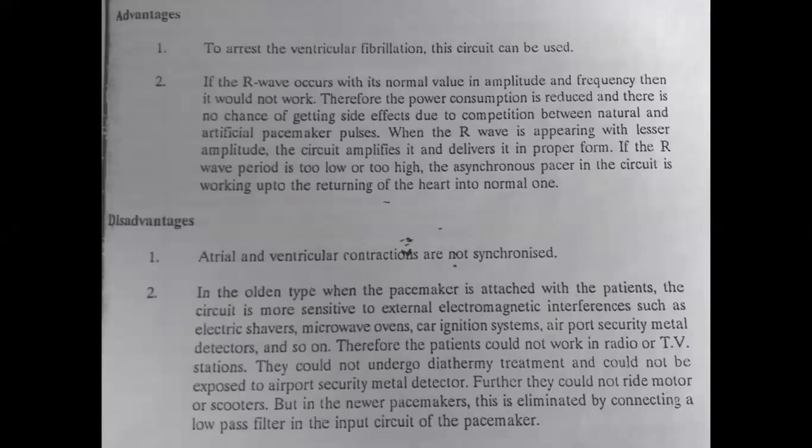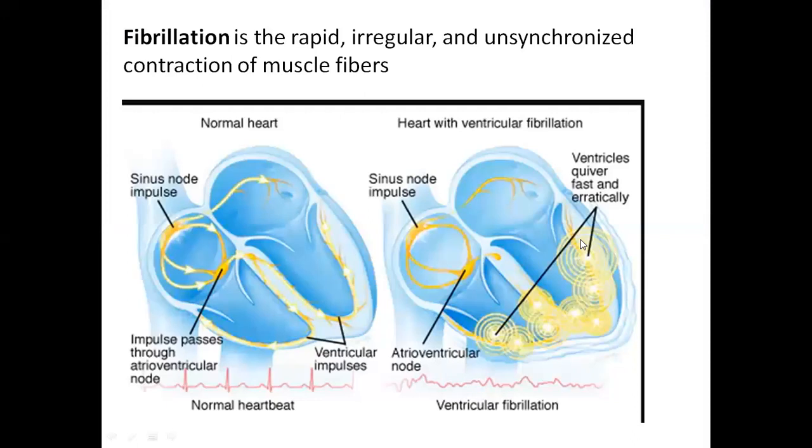By using this ventricular synchronous pacemaker, these are the advantages. First, to arrest the ventricular fibrillation. Fibrillation means irregular; there is no synchronization between the atria and the ventricles. That is called fibrillation. So that ventricular fibrillation should be arrested, and we have to make sure such a ventricular fibrillation does not occur.